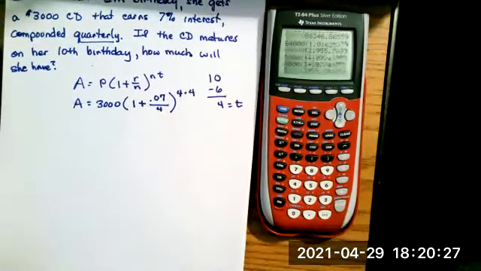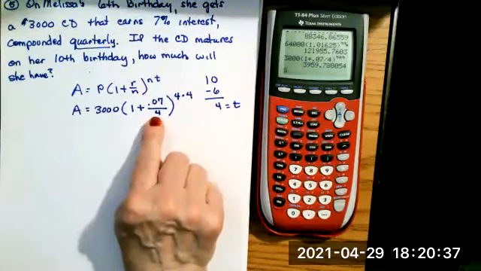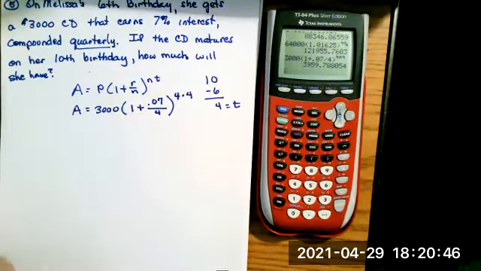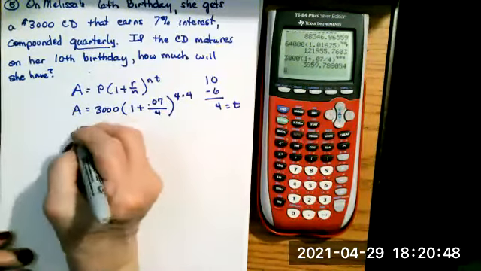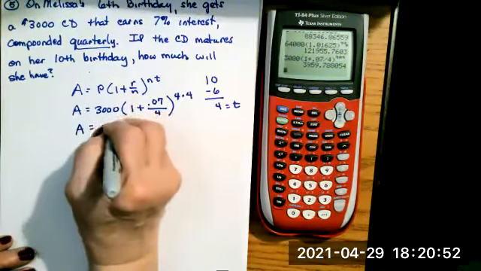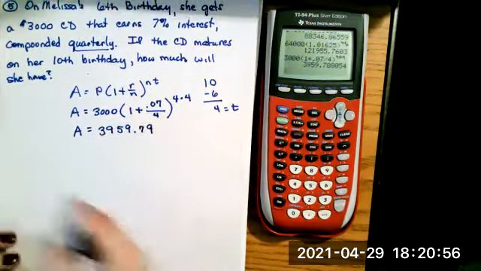What if it were to say semi-annually? Will it change on the test, or is it going to be the same way? If it's semi-annually, the n would change to 2. Okay, just making sure. If it said annually, the n would change to 1. But I can tell you on this one, they're going to say quarterly. They like to do quarterly. So our answer is 3959.79.